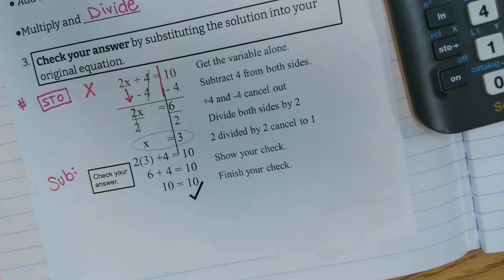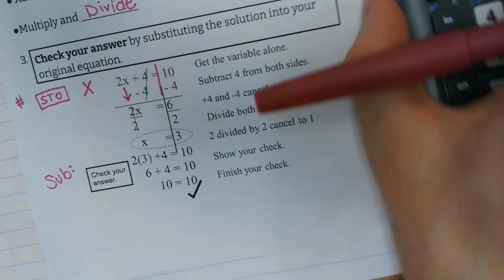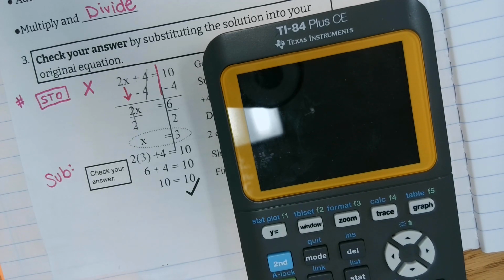I want to show you the other way too, the store feature. So everybody have a calculator? If you don't, come up here and grab one real quick. Everybody needs a calculator.